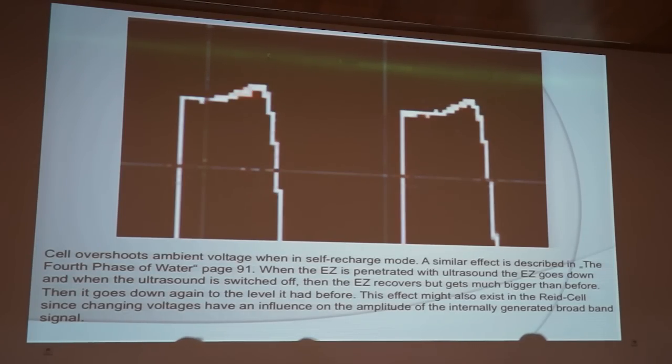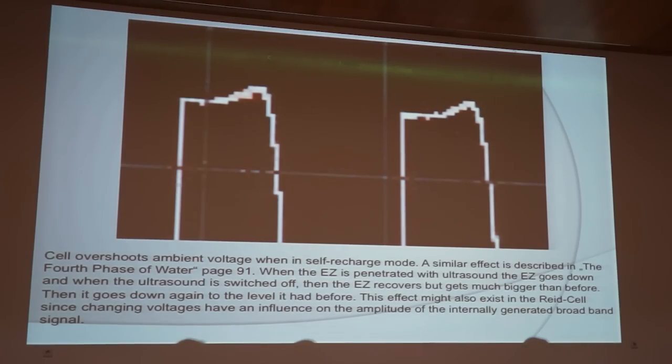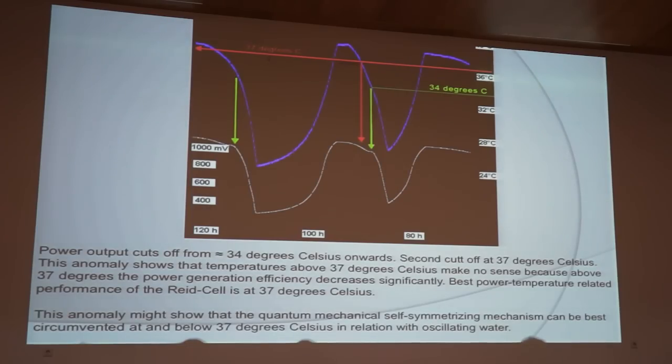A similar effect is described in the 4th phase of water. When the exclusion zone is penetrated with ultrasound, the exclusion zone goes down, and when the ultrasound is switched off, then the exclusion zone recovers but gets much bigger than before. Then it goes down again to the level it had before. This effect might also exist in the Reid cell, since changing voltages have an influence on the amplitude of the internally generated broadband signal, which I have shown earlier on.